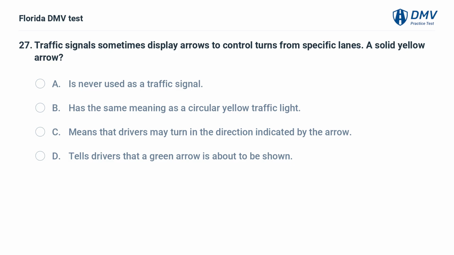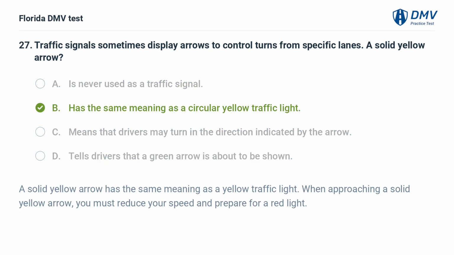Traffic signals sometimes display arrows to control turns from specific lanes. A solid yellow arrow, A, is never used as a traffic signal. B, has the same meaning as a circular yellow traffic light. C, means that drivers may turn in the direction indicated by the arrow. D, tells drivers that a green arrow is about to be shown.